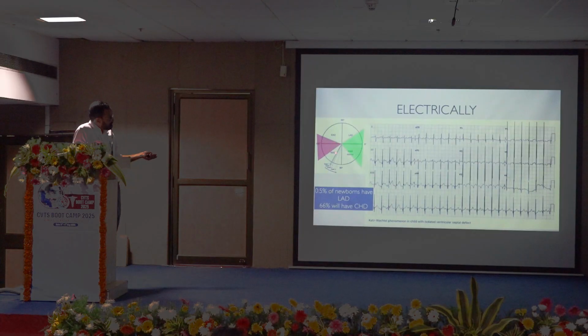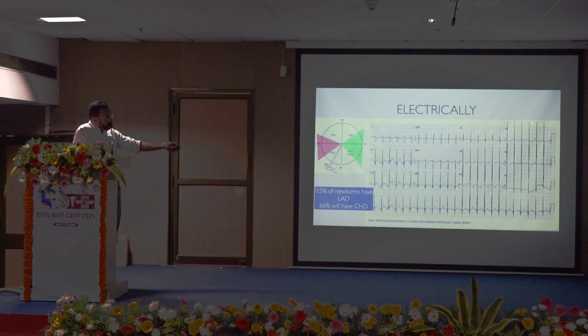So in left to right lesions, you'll start seeing biventricular hypertrophy. You'll start seeing the right axis deviation going, beginning with the left axis also. This is called the Katz-Wachtel phenomenon, wherein you have large biphasic waves in the mid-precordial leads, that's V2, V3, V4. These big biphasic waves are indicative of biventricular hypertrophy, and very pathognomonic of a large left-right lesion.